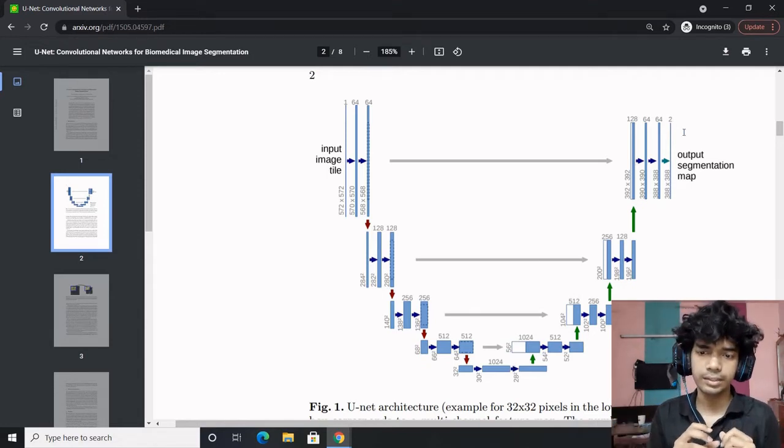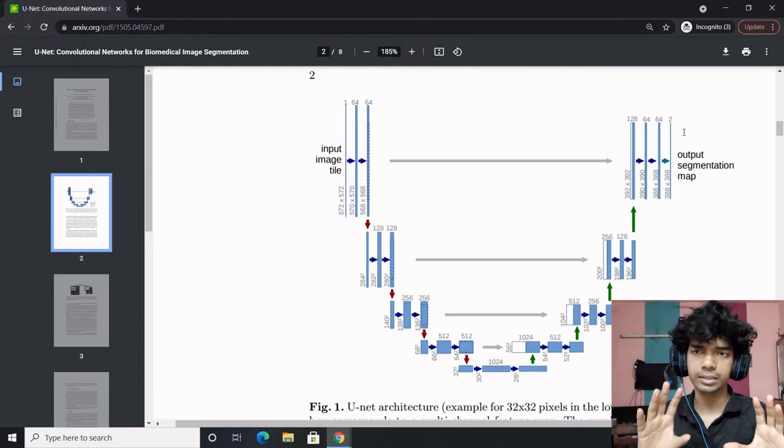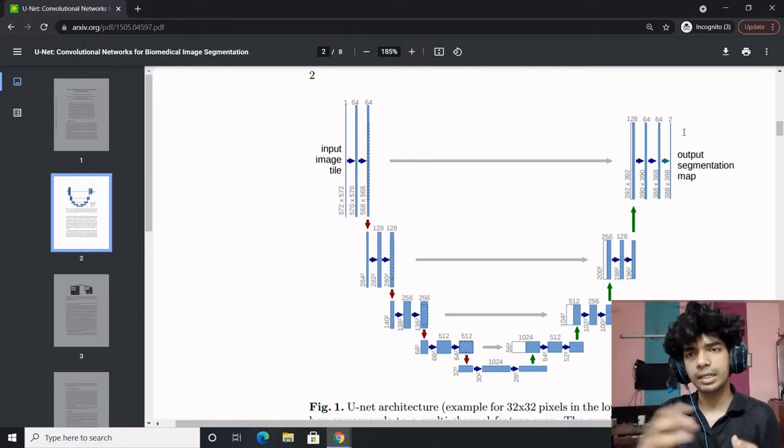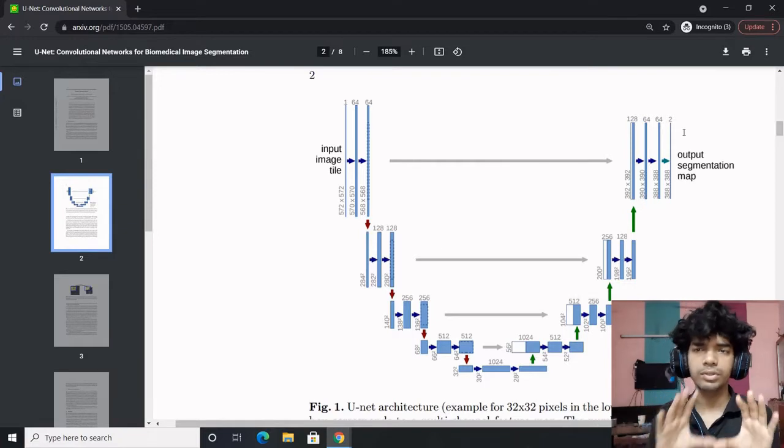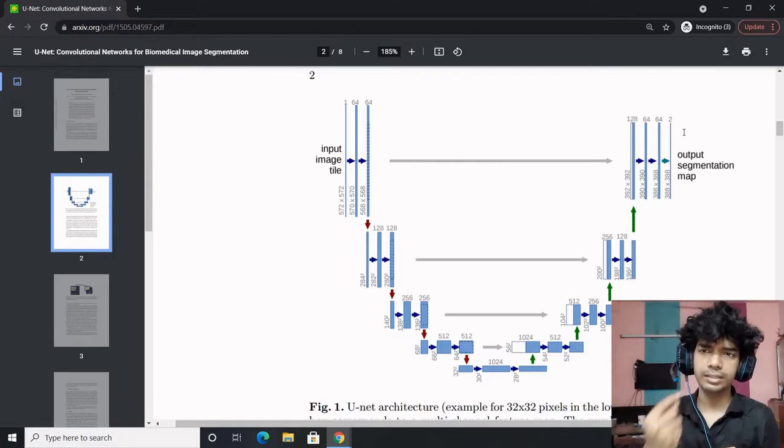U-Net architecture started out for biomedical images. What you had is the input image and the corresponding masks. So anywhere you have an input image and need to find out the corresponding mask, U-Net is the best architecture to proceed with.